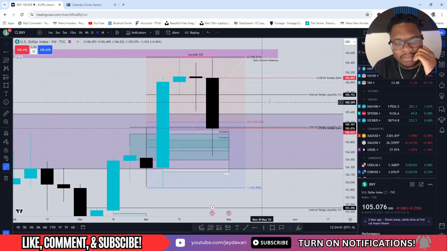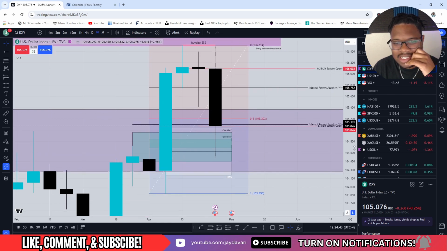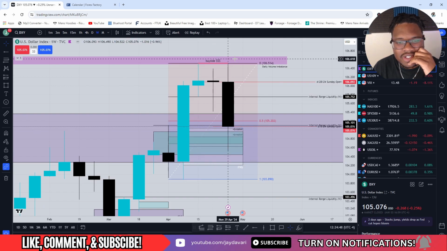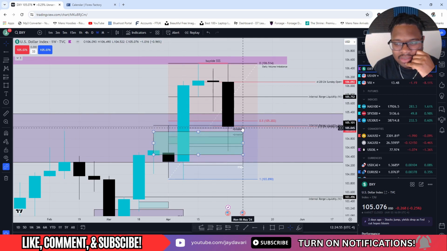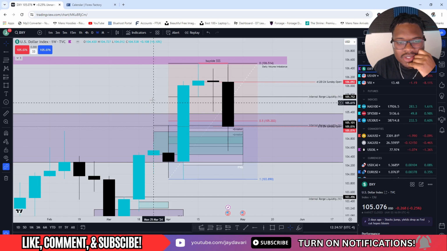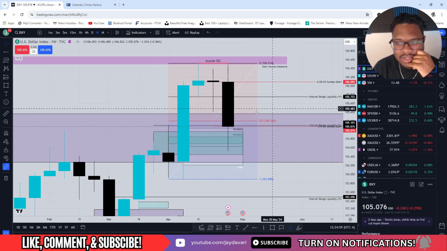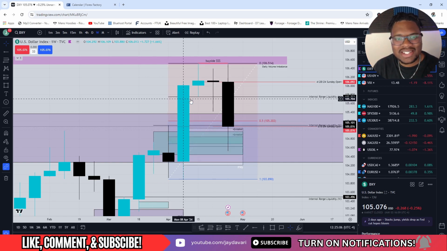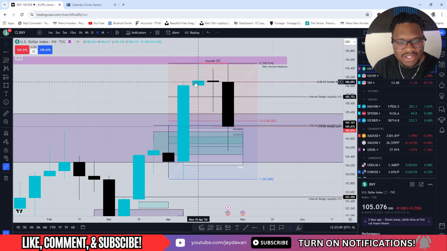Right now, we are in the discount of this weekly range, this impulse leg on the weekly time frame. Also, we are currently just a bit below the internal range liquidity. This internal range liquidity is basically this weekly fair value gap, but I don't have it marked as a fair value gap because I see that it's a gap. This month's low and this month's high form this fair value gap.